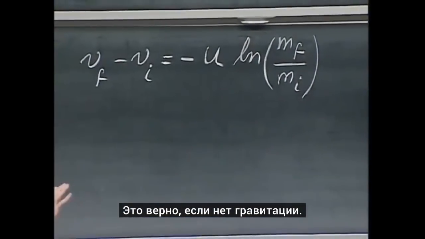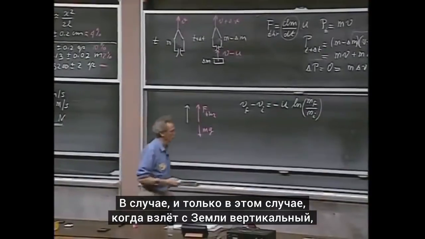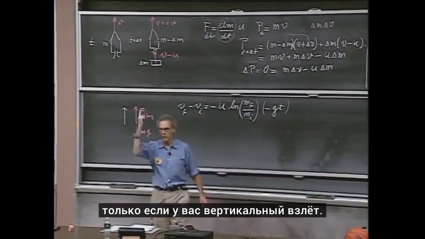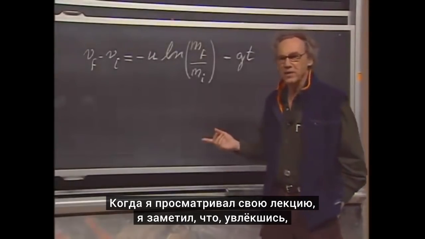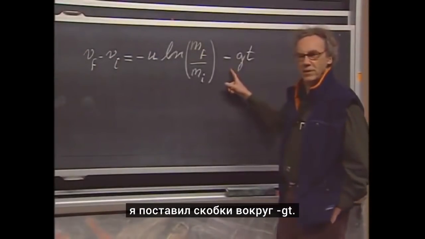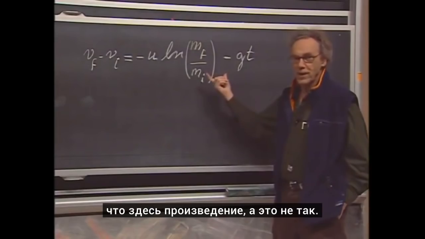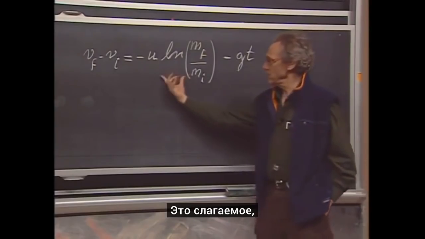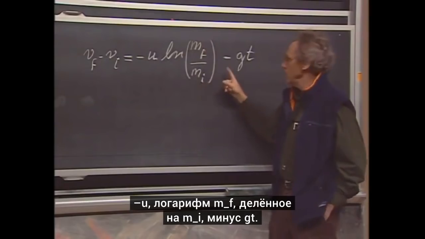This is if there were no gravity at all. Just in case, and only in case, of a vertical launch from Earth, there is also a term minus gt. Only if you have a vertical launch from Earth. When I watched my lecture, I noticed that in my enthusiasm I put brackets around the minus gt. And this is quite misleading because it may give you the wrong impression that there's a product at stake here, which is not so. So the brackets really should not be around the minus gt. It is this term, minus u logarithm of mf divided by m initial, minus gt.